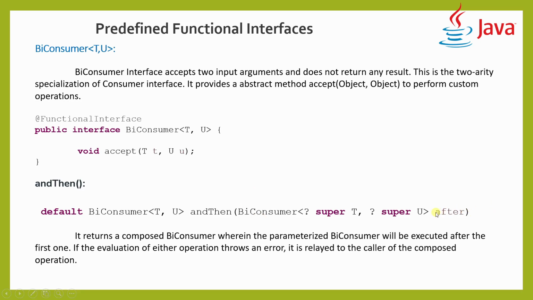If at any point of time an error is thrown at the first consumer, the complete operation will not execute, and it will throw the exception to the caller, like a null pointer exception or an arithmetic exception, whatever it throws. So we will see the example.